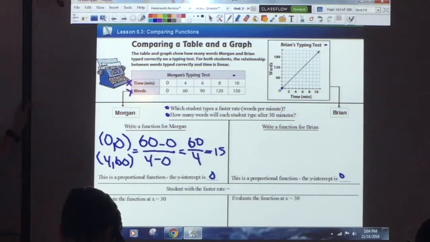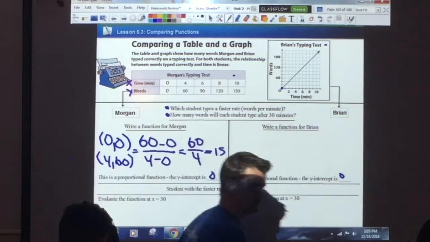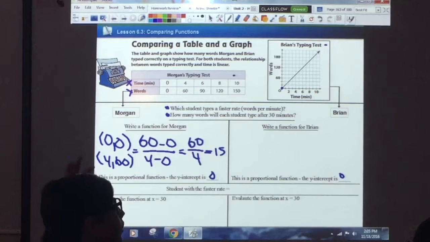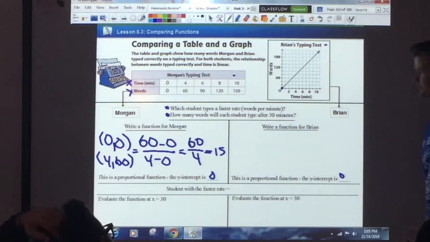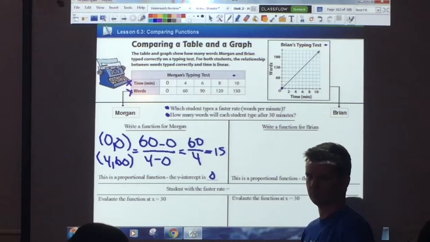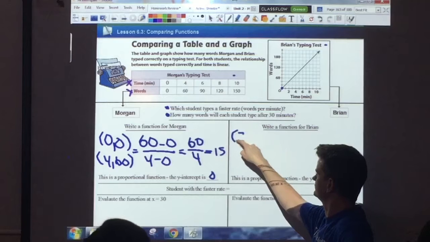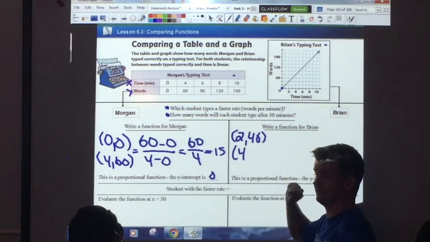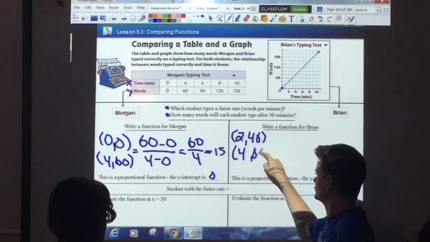Now we have to find Brian's rate. To find Brian's rate, we need 2 coordinate pairs from this graph, so give me 2 coordinate pairs. 2 and 40. 4 and 80. 2 and 40, 4 and 80, good. You know you could have also used 0, 0. But hey, whatever works. It doesn't matter which ones you used.